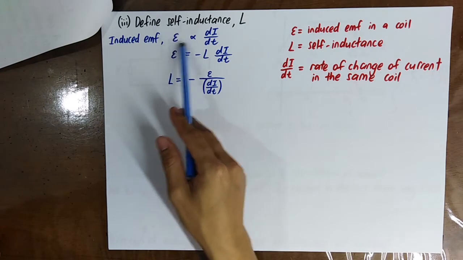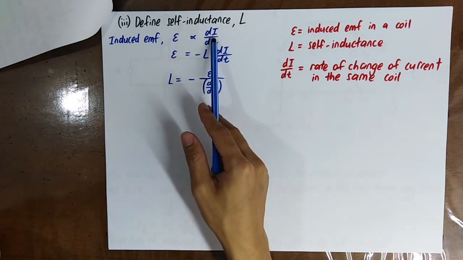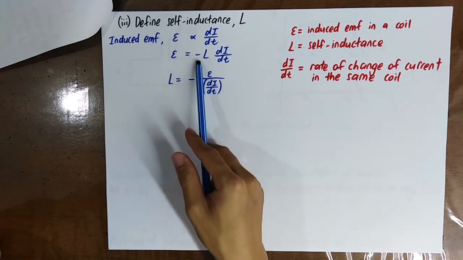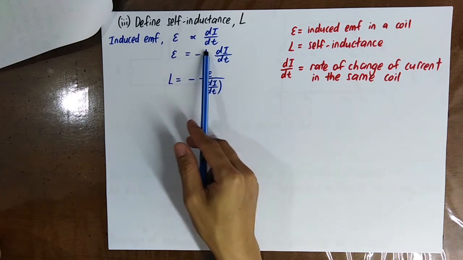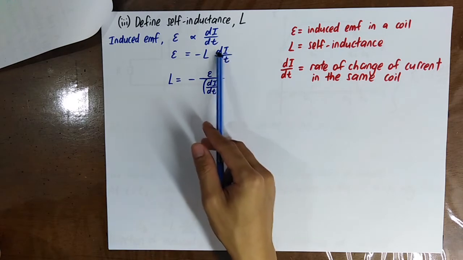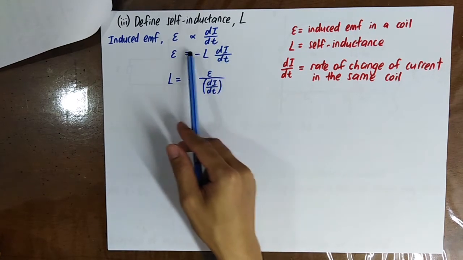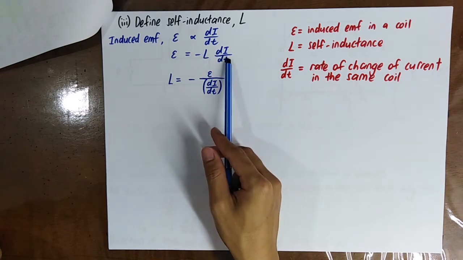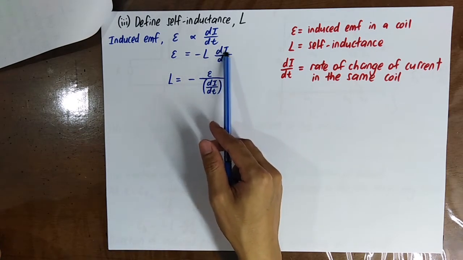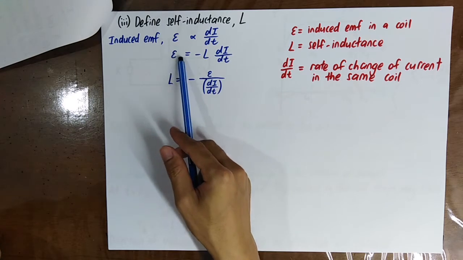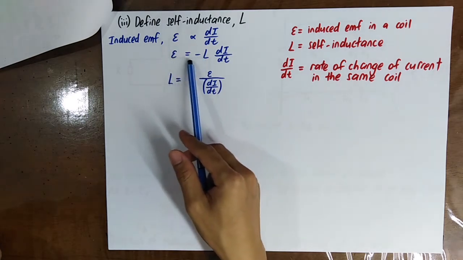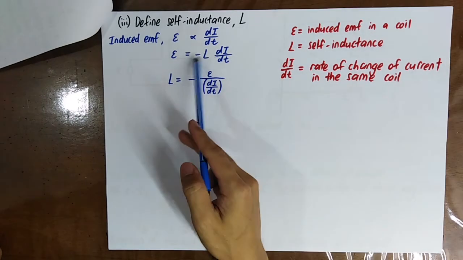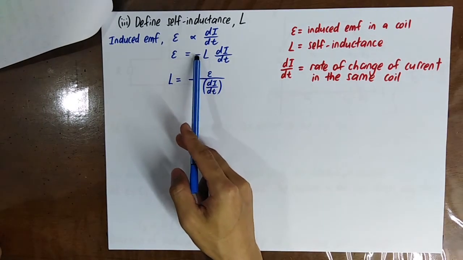Induced EMF is directly proportional to the rate of change of current, and this constant is called L. Okay, I use a negative sign here, because when the current is increasing, the direction of the induced EMF is opposite to the current. But when the current is decreasing, the EMF is in the same direction as the current. I will tell you this later on. Trust me that you have a negative sign right now.